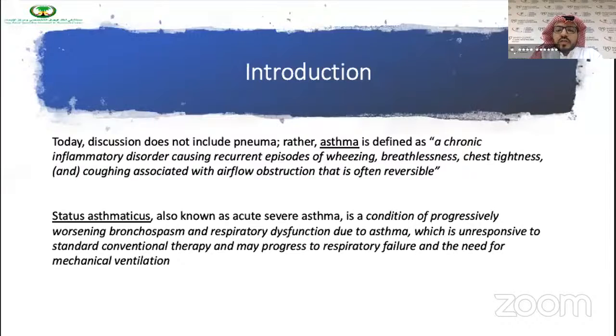Rather, asthma is defined as a chronic inflammatory disorder causing recurrent episodes of wheezing, shortness of breath, chest tightness, and coughing associated with airflow obstruction that's often reversible. Status asthmaticus is also known as acute asthma, acute severe asthma, or acute asthma exacerbation, which is progressively worsening bronchospasm and respiratory dysfunction due to asthma which is unresponsive to standard conventional therapy and may progress to respiratory failure and the need for mechanical ventilation.